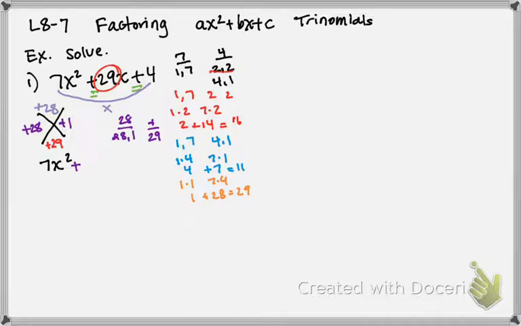So remember, we split the middle term, and it doesn't really matter who comes first. The variable has to match whatever the variable of the linear term is. And then we have an x, and then we have the plus 29.